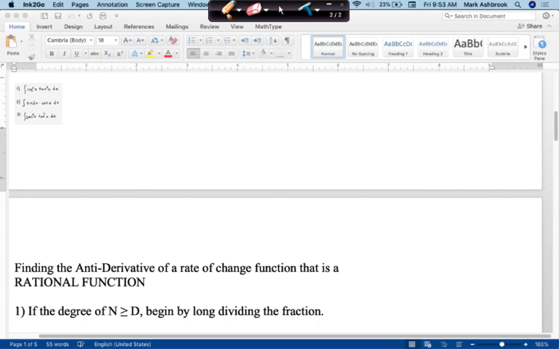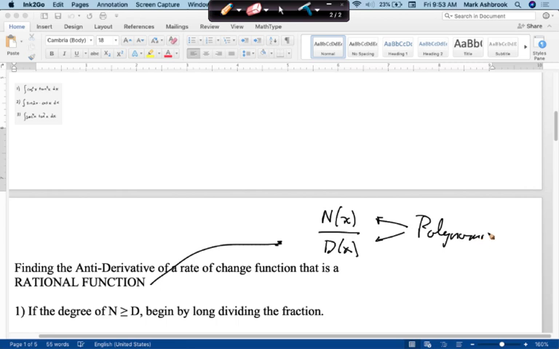So rational functions look like this: one polynomial divided by another. I'll call them n of x for the numerator and d of x for the denominator. Those are both polynomials. What are polynomials? Polynomials are of this form: a coefficient times x to a power, with whole number powers, counting numbers, positive.